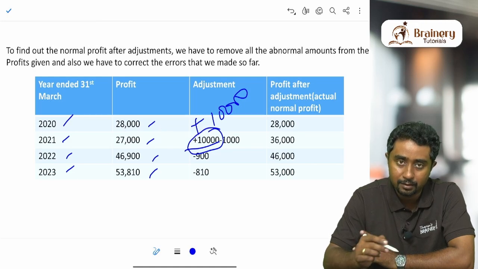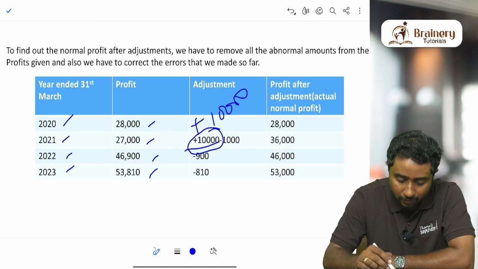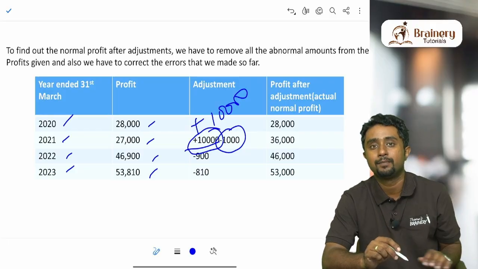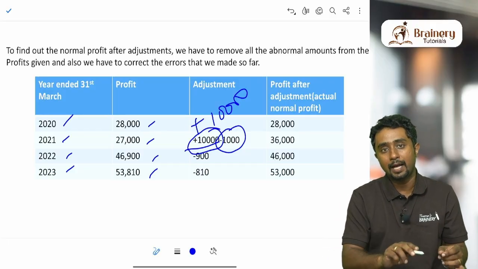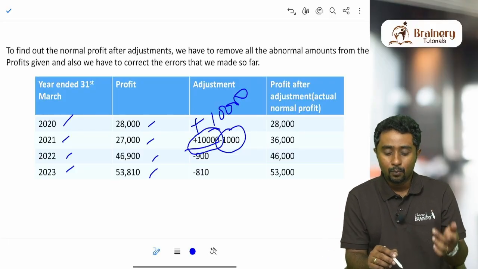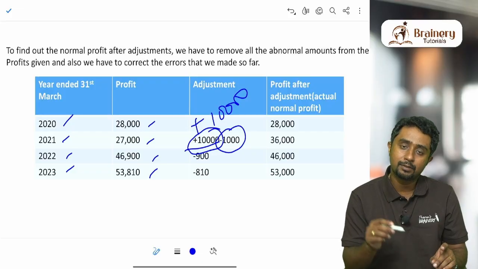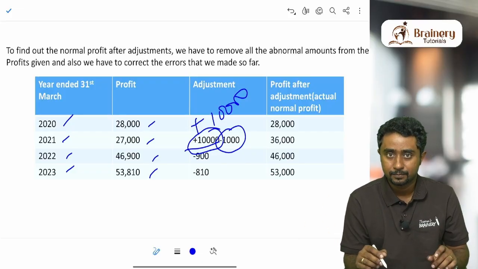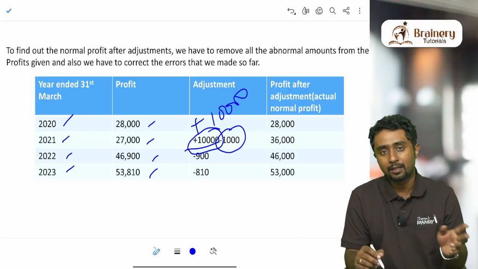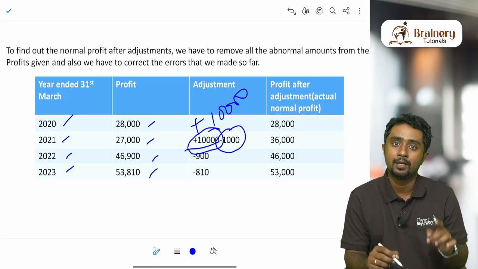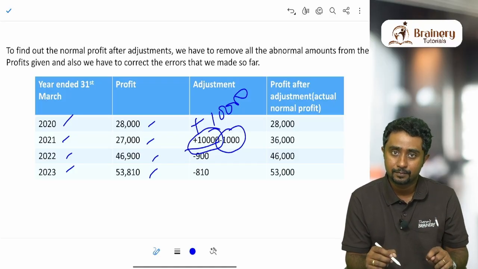Clear? So we are reversing it, we are adding it back. Now the question is, where did this 10,000 come from? Just imagine that after adding this 10,000 back, what am I going to do? This 10,000 will be taken to which account? Or after reversing this 10,000 in the profit and loss account, it should be added to which account?